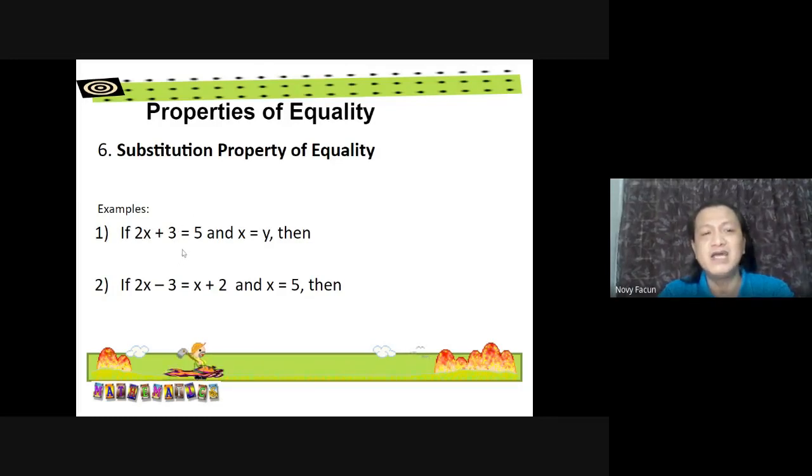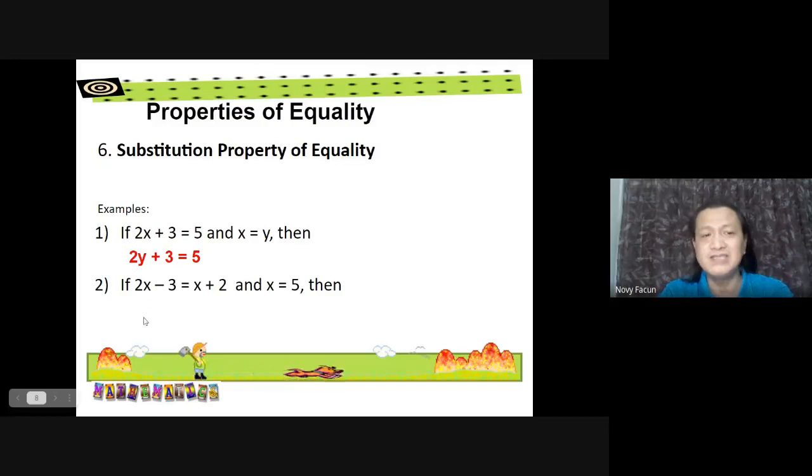2x plus 3 equals 5 and x equals y, then... So, kung titingnan natin, isa-substitute natin si y kay x, kasi x is equal to y, doon sa given na 2x plus 3. Kaya, we get 2y plus 3 equals 5. Diba? Na-observe natin yung x, pinalitan mo lang ng y, kasi nga, si x equals lang din sa y.